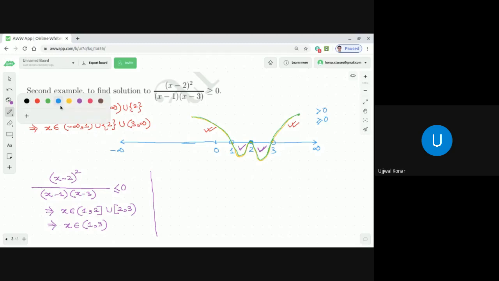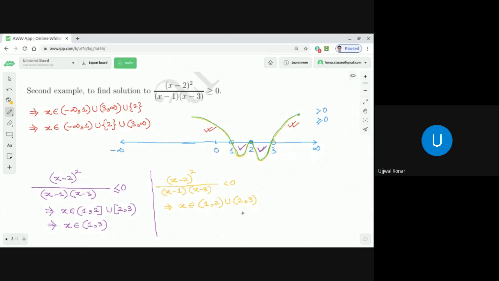But if the question is there, okay, let us study all the cases now. Suppose the question is something like (x minus 2) whole square divided by (x minus 1) into (x minus 3) is less than 0, not less than or equal to 0. You see what the slightest change here is? X belongs to 1 to 2, but 2 should be an open interval, because it is less than 0. Union, again you will get 2 to 3. Correct, na?